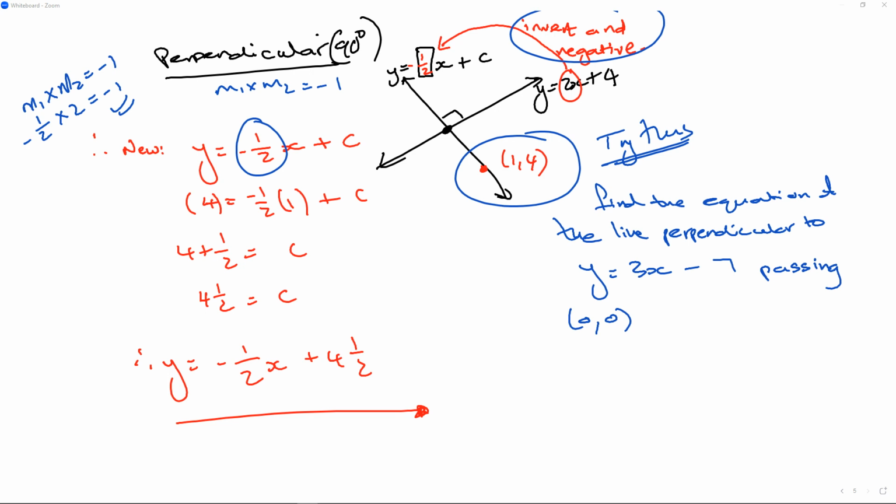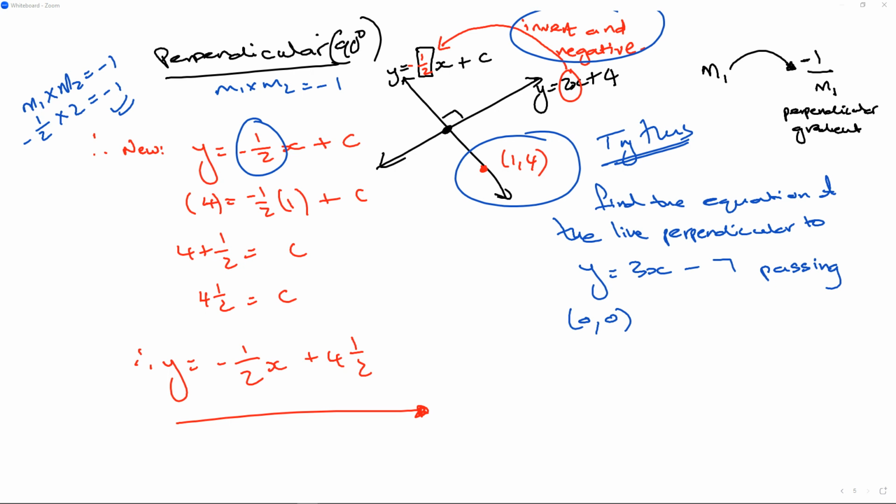Remember, the concept of inverting any gradient is that if you have a gradient and you want to invert it, what you have to do is put 1 over it and then put a negative in front. And this becomes the perpendicular gradient every single time. Give it a go. Try this question. When you press pause, when you're done, press play.